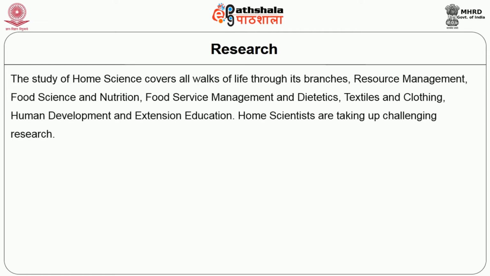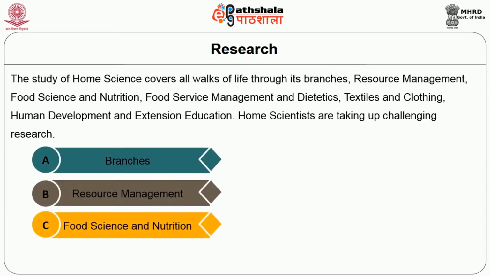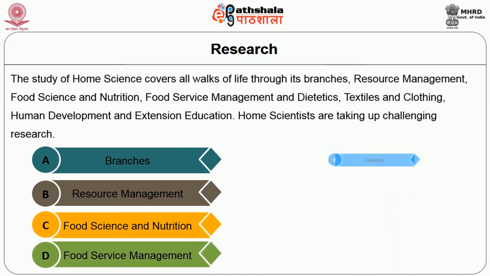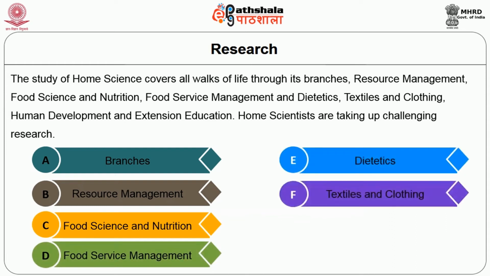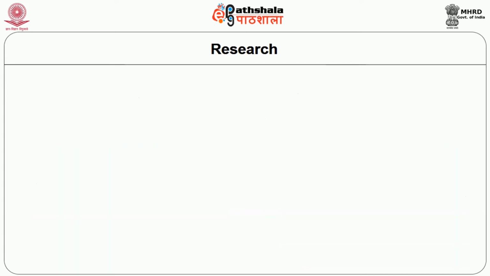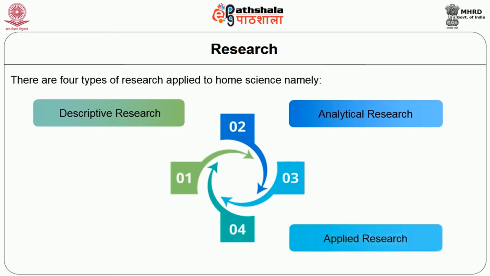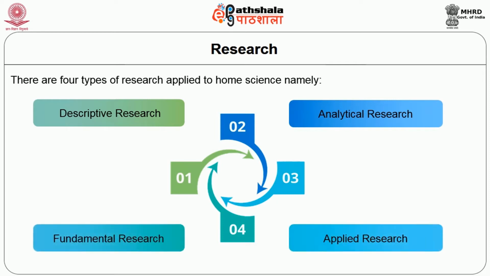The study of home science covers all walks of life through its branches: resource management, food science and nutrition, food service management and dietetics, textiles and clothing, human development and extension education. Home scientists are taking up challenging research. We are now going to have the explanation of 4 types of research applied to home science, namely descriptive research, analytical research, applied research and fundamental research in this module.